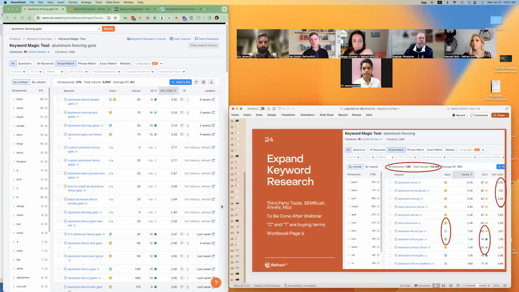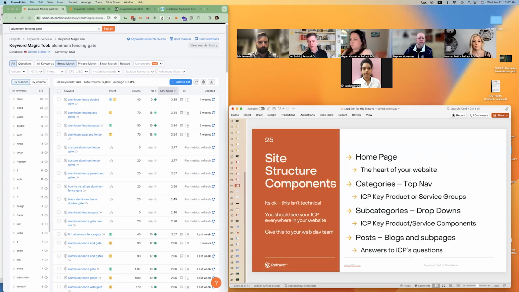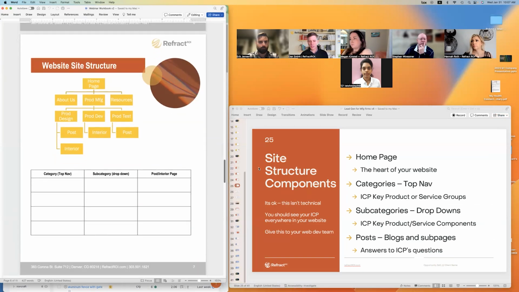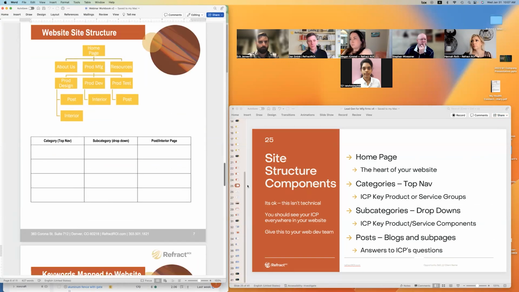Okay, so this is something that you'll do outside of here. Let's take a look at beyond this, how we'd want to structure our website. Okay, so the next page in the workbook, you look at your website structures.